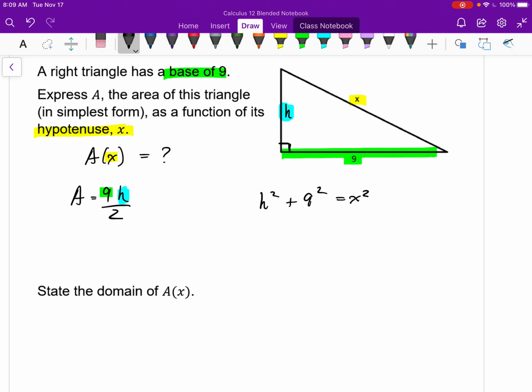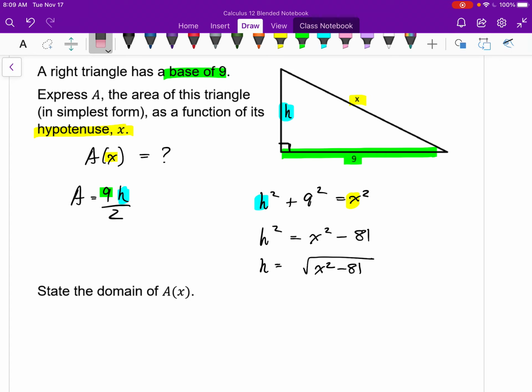Now, what do I want to do with this? Well, I want to solve for h, because if I solve for h, I can rewrite the height in terms of x. So if I solve for h, that's quite nice to do. I can see h squared must equal x squared minus 81, which means h must equal the square root of x squared minus 81. Now, you may be tempted to put plus or minus, which is great, until you realize height is a distance. Distance must be positive.